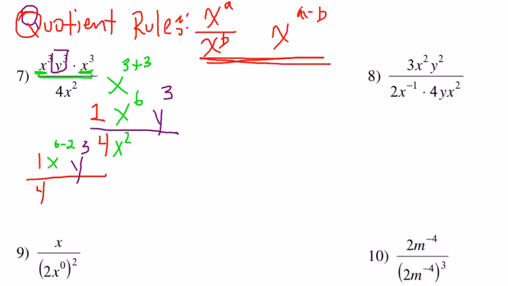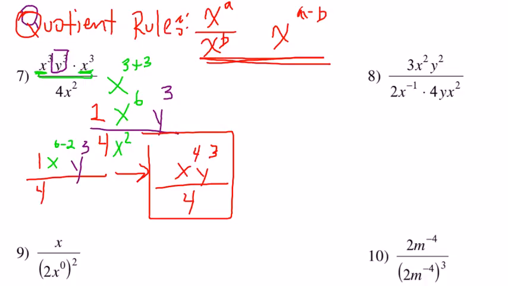So if I wanted to write this whole thing out, I could say that this turns into x to the 4th power. This turns into y to the 3rd power. And this is all over 4. There we go, we're done. We have positive exponents everywhere. I can't divide anything. I could have a 1 right here, but it's really not necessary at this point.